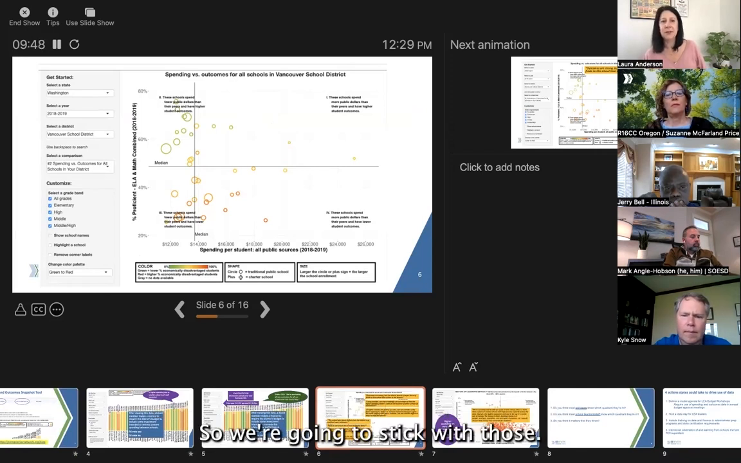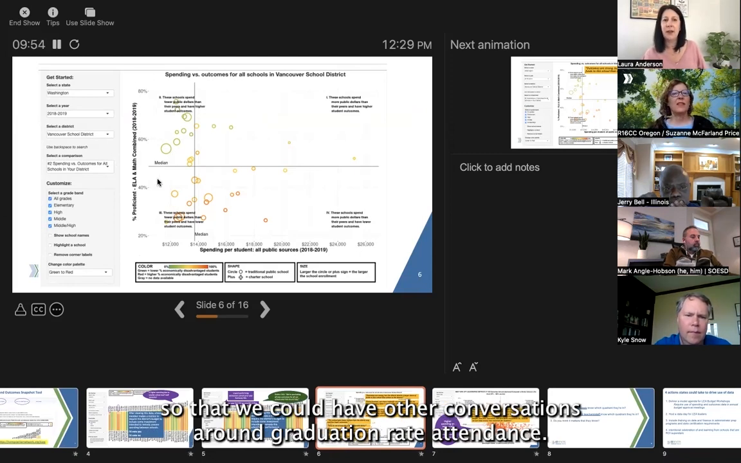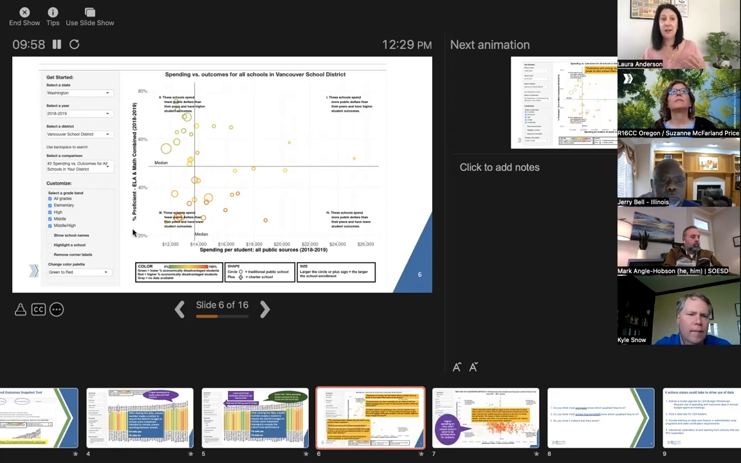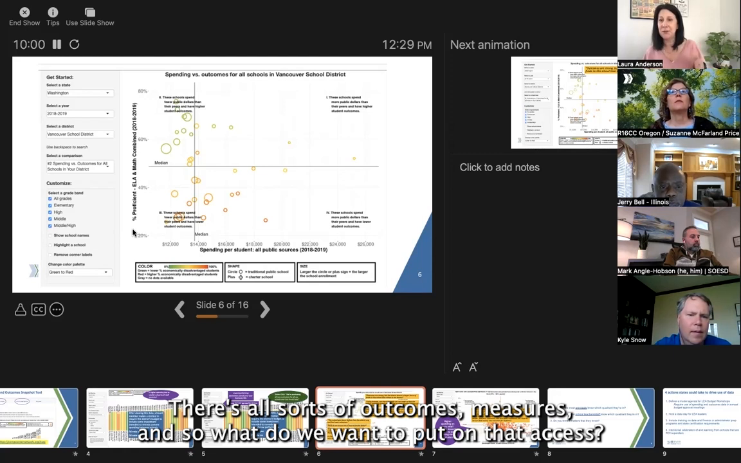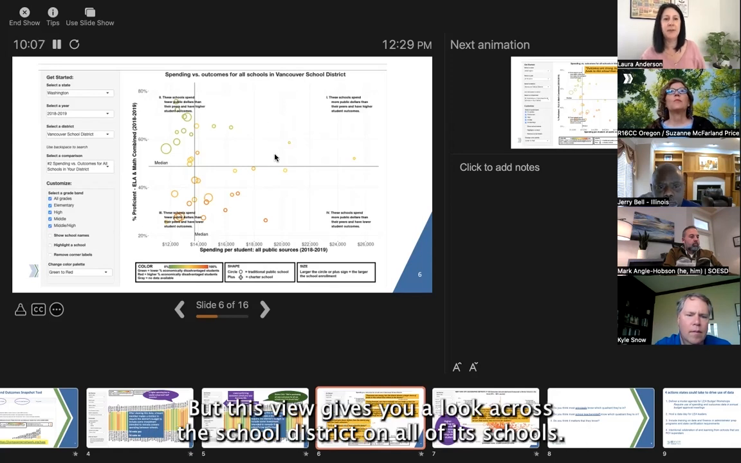So we're going to stick with those. During the pilot, we did some customization and changed this so that we could have other conversations around graduation rate, attendance. There's all sorts of outcomes measures. And so what do we want to put on that axis? But for now, the tool just has the state exam. But this view gives you a look across the school district on all of its schools.